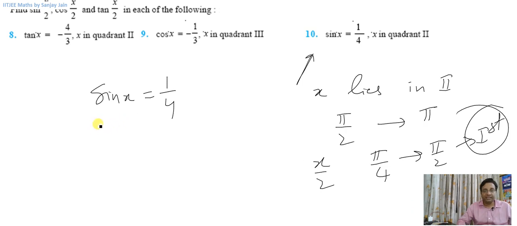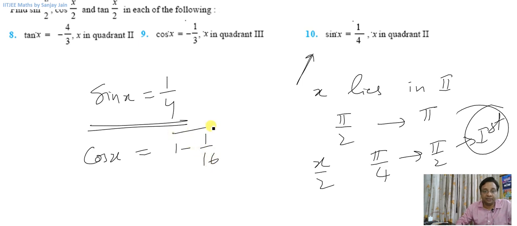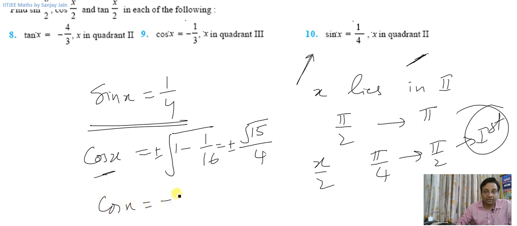And sine x is given as 1 by 4. Now if sine x is 1 by 4, what about cos x? Cos x will be equal to plus minus square root of 1 minus 1 by 16, right? So it will be equal to 15 by 16. So root 15 upon 4, plus minus. Now which one will I accept? X lies in second quadrant where cos is negative. So cos x is equal to minus root 15 by 4.